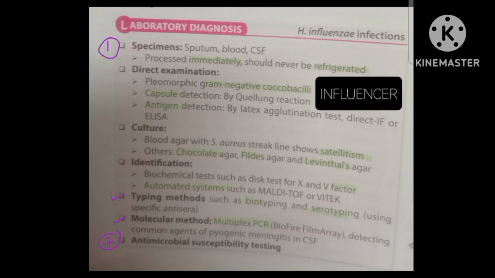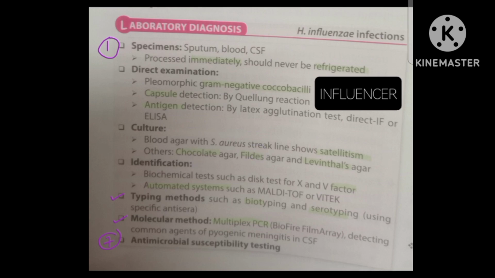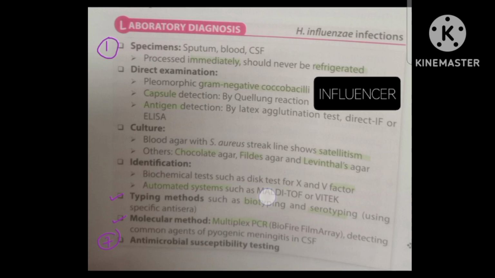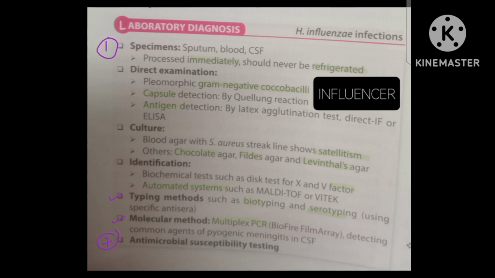Culture, how will you see the culture? It will show satellitism. Others, what will it show? Chocolate agar, Fildes agar, and Levinthal's agar is what you will use. Identification: biochemical tests which will show special factors, and automated systems common for everything, MALDI-TOF and Vitek. Typing methods such as biotyping, serotyping, molecular method, multiplex PCR, and antimicrobial susceptibility testing. That's all. We have done this.